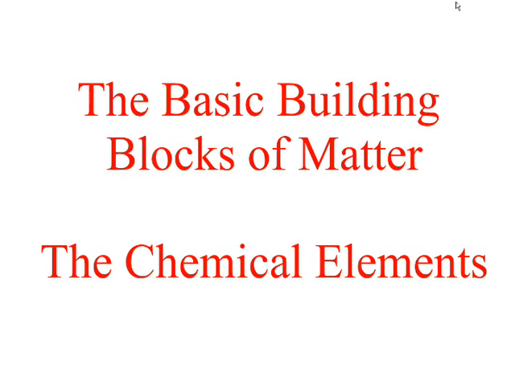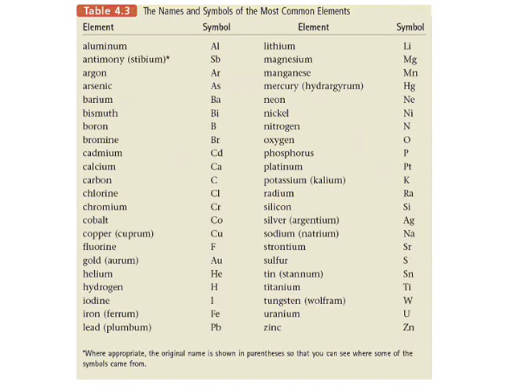The basic building blocks of matter are the chemical elements. Here's a list of several of the most common elements and their symbols. You will be responsible for knowing both the name and corresponding symbol, and I believe that as we go through the next several weeks, we'll use these quite often, so it shouldn't be too much of an onerous task.